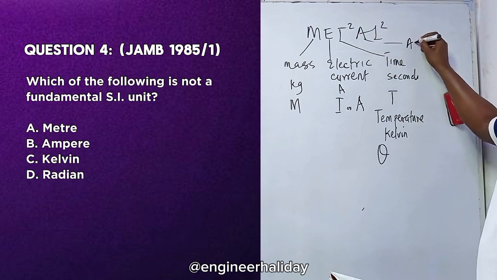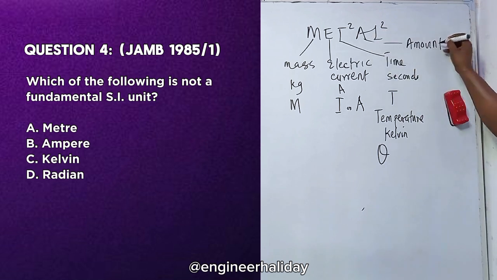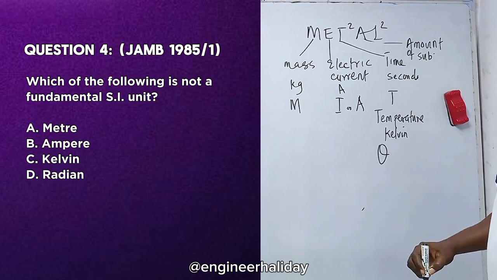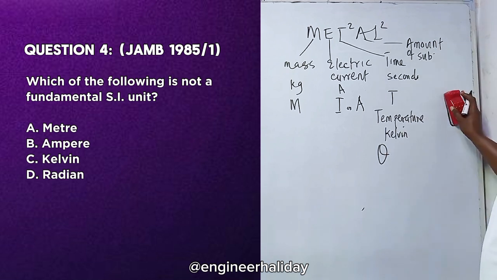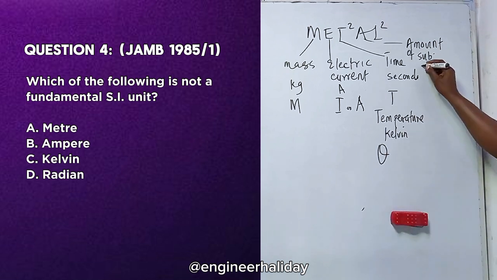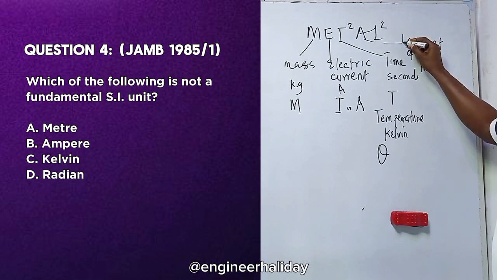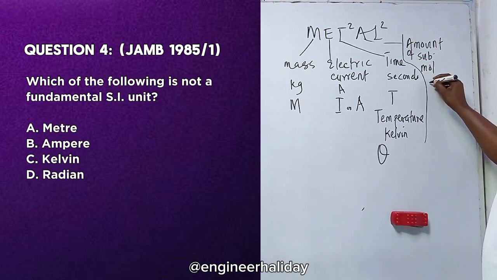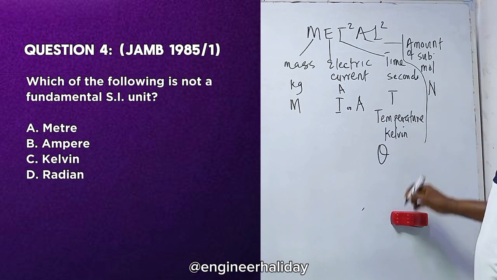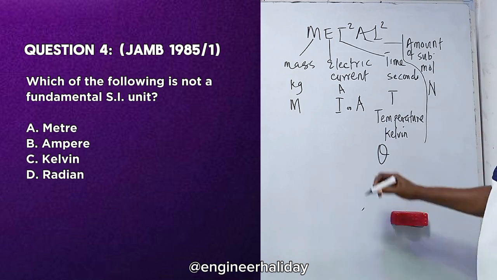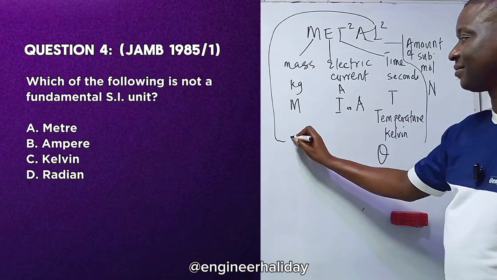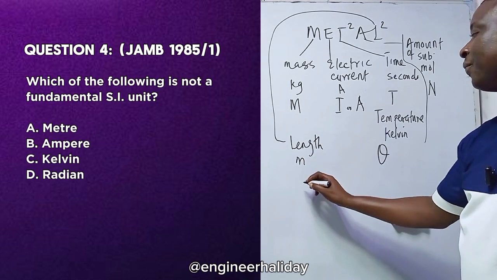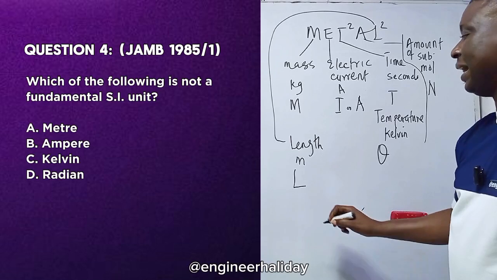Now we have what they call amount of substance. Amount of substance is measured in what they call mole, and it has the dimension of capital letter N. Then we have what they call the length. Length is measured in meter and has a dimension of L.